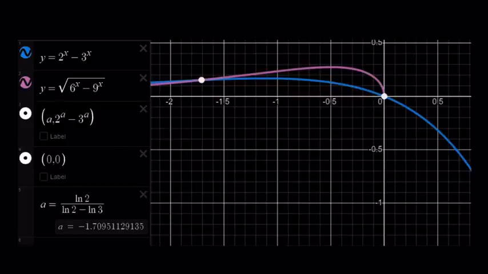And the other intersection point, well, if they intersect, that should be a valid solution, right? Anyways, the other value right here is what I wrote as (a, 2 to the a minus 3 to the power a), but this is the a value. Remember, we found that value, and it's approximately negative 1.70951129135, and so on and so forth.